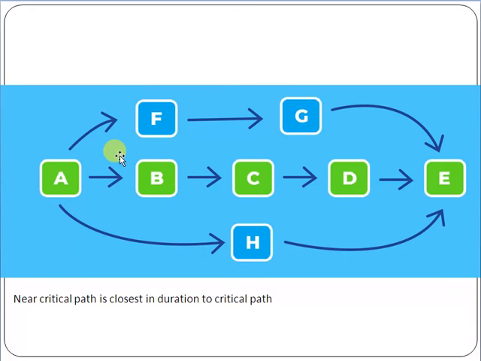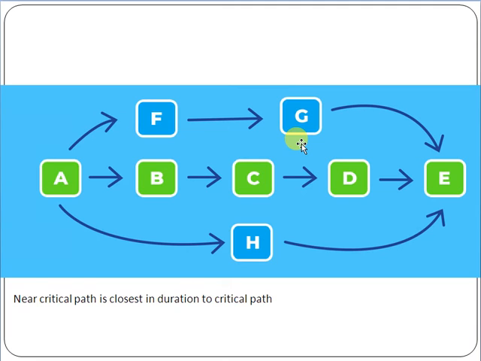Now if there is any other path which is closest to the critical path, however it is not the longest duration, see, the critical path is the longest duration. If any other possible path is not the longest path, but the activities on that path also have zero float, we will say that this is a near critical path. Why? Because it is closest to the critical path. Are you getting my point? Critical path means the longest duration of activities, and the activities have zero float.